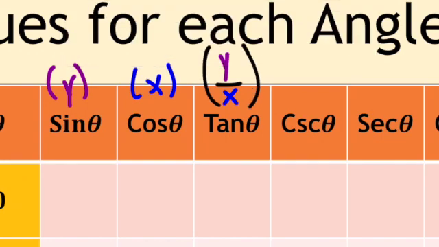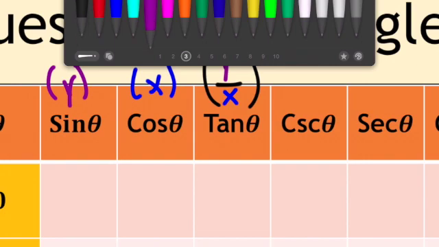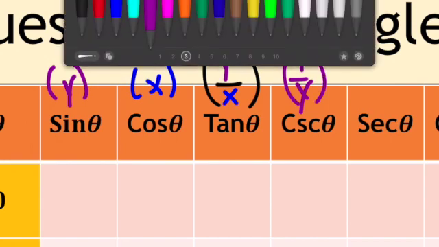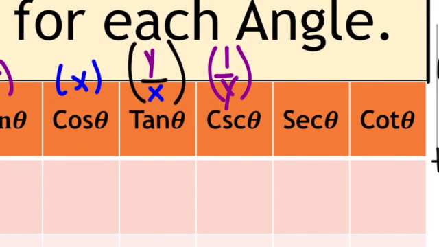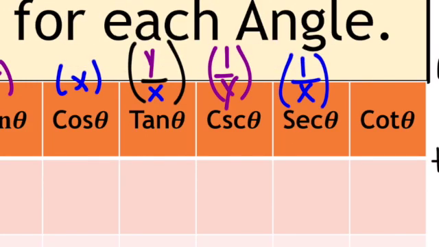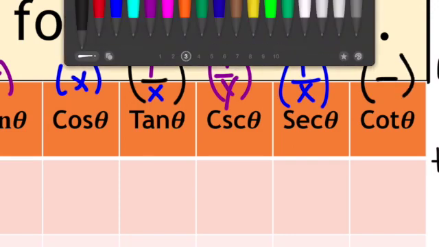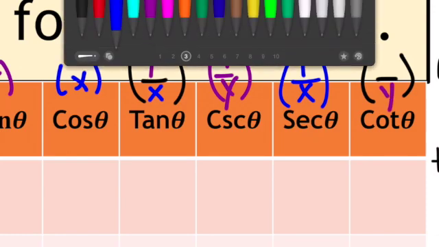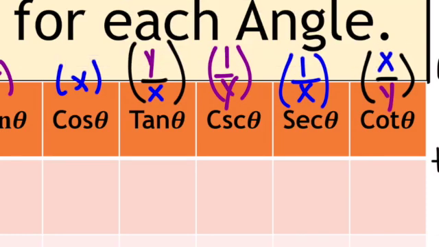Now the cosecant, remember, is just the reciprocal of sine, so we're just going to flip sine. We know that the secant is just the reciprocal of cosine, so I'm just going to take cosine and flip it. And then we know the cotangent is really just the reciprocal of tangent, so I'm going to take tangent and flip it. So now it's going to have y at the bottom, and the x value at the top.